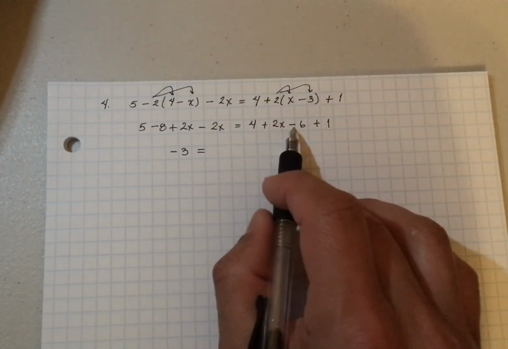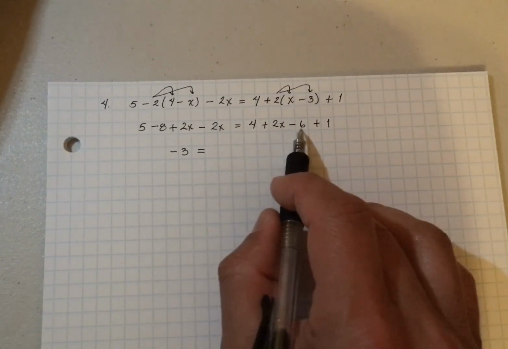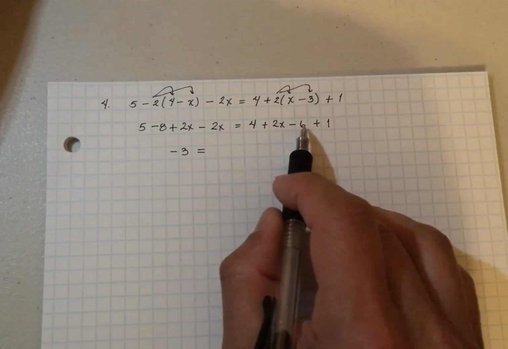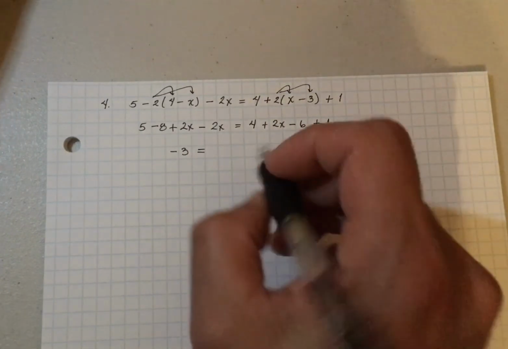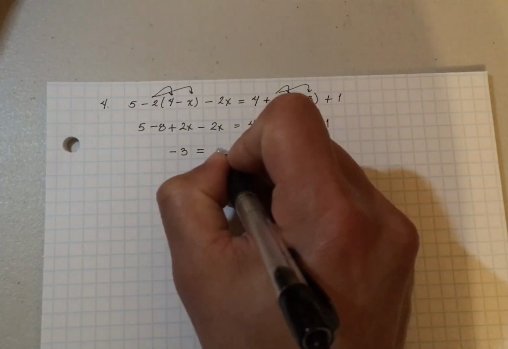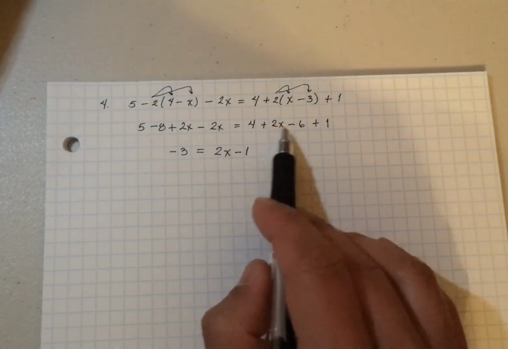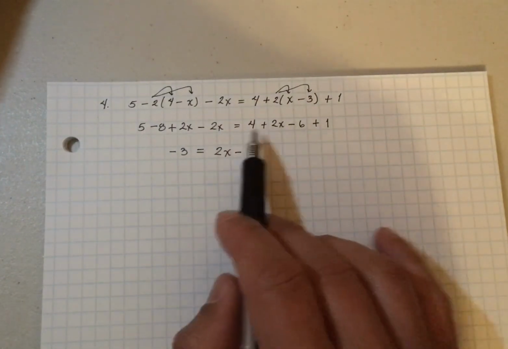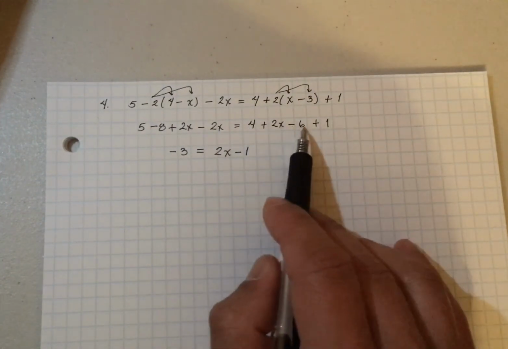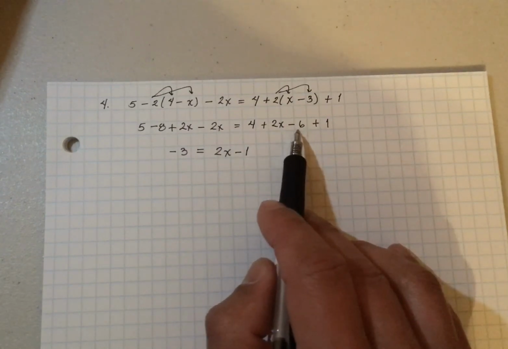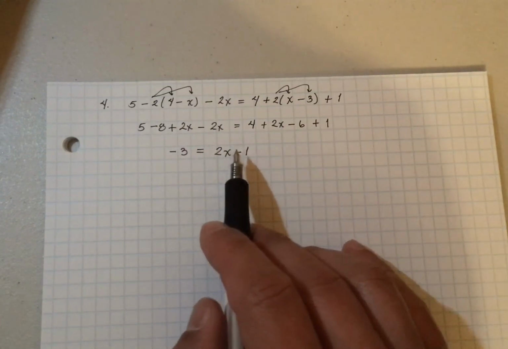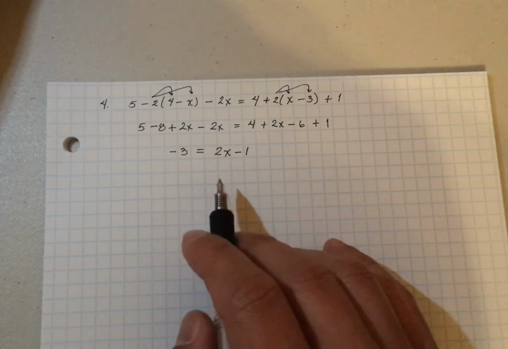4 minus 6. 4 menos 6. 4 minus 6 is negative 2. Negative 2 plus 1 is negative 1. Okay? So you're going to write 2x minus 1. El 2x está solito. No hay otra x. Now 4 take away 6. 4 menos 6 is menos 2. Menos 2 más 1 is menos 1. So now we're going to do letters on the left, numbers on the right.